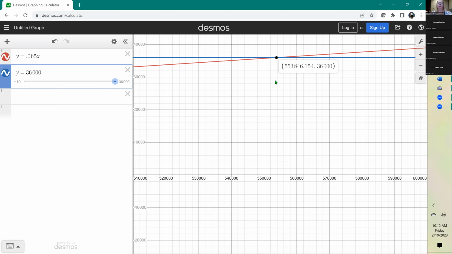So then when you take your picture, you take your picture of this whole screen so that I can see the equations, the line, and the intersection. And then see, this is 553,847, which is what we wrote down.